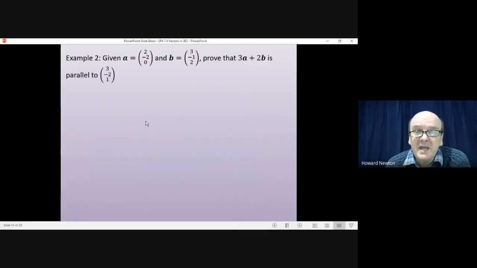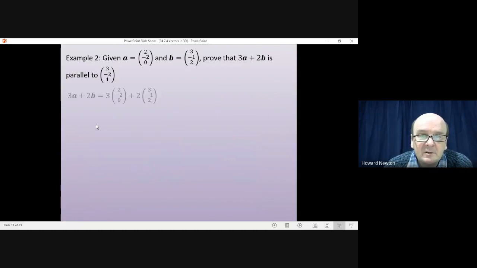Example 2, given that a is equal to 2, minus 2, 0, and b is equal to 3, minus 1, 2, prove that 3a plus 2b is parallel to the vector 3, minus 2, 1. Now, in a previous lesson, we learned that if two vectors are parallel to each other, then one of them should be a multiple of the other one. So that's what you're trying to do here. You're going to work out 3a plus 2b and show that it's a multiple of the vector 3, minus 2, 1. I'll let you have a go at doing that. Pause the video. Come back to me when you're ready.